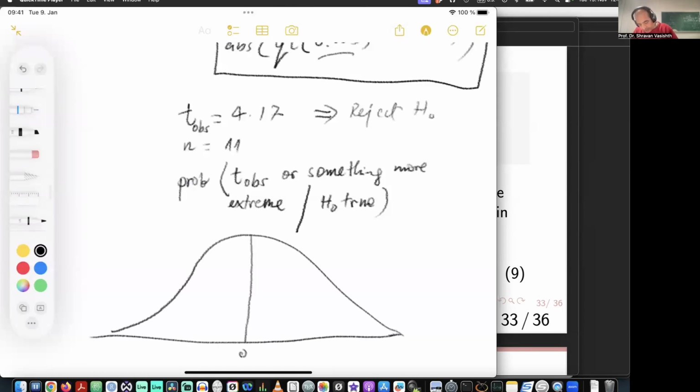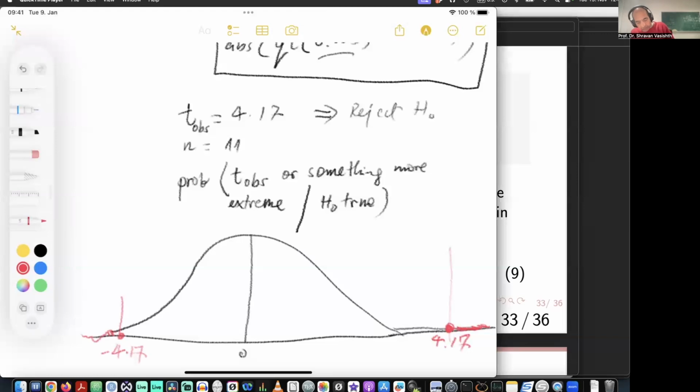Our observed t value is somewhere out here in the tail of the distribution, 4.17, right? And so what we want to compute is the probability of observing this value, 4.17, or something more extreme. So that's the area under the curve here. And we won't even stop there. What we also want to compute is the probability of observing minus 4.17 or something more extreme.